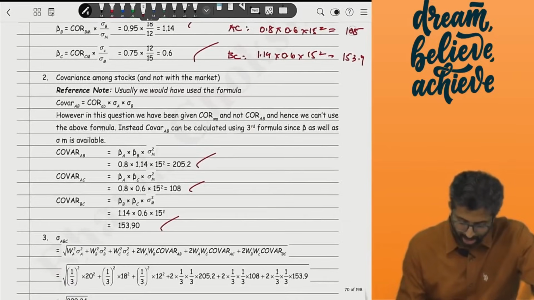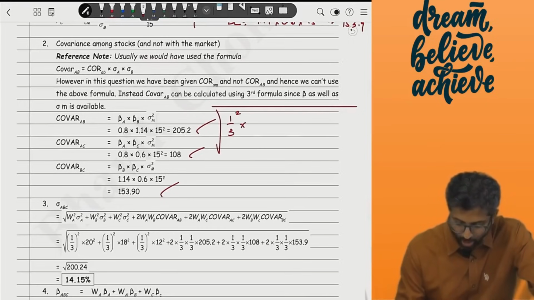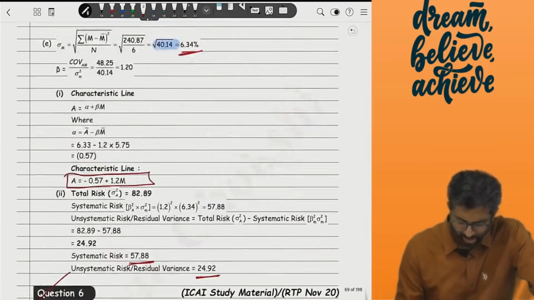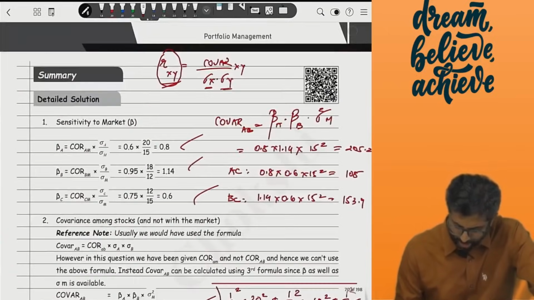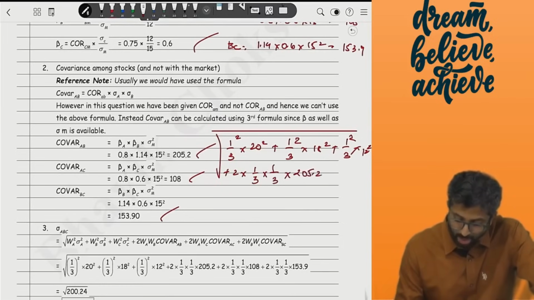So over here, if the weights are equal, I will do the working under the root. Weight squared, that is 1 by 3 squared into the standard deviation, I think 20 squared, 1 by 3 squared into the standard deviation, I think 18 squared, and 1 by 3 squared into the standard deviation, let us say 12 squared. So this is your first working, plus 2 into weight of A into weight of B into the covariance of AB, which is 205.2.